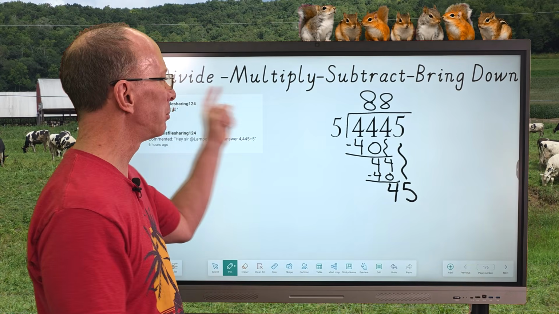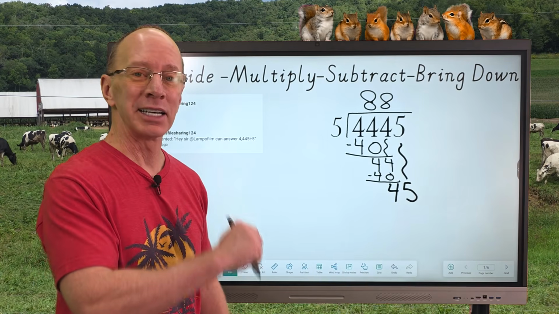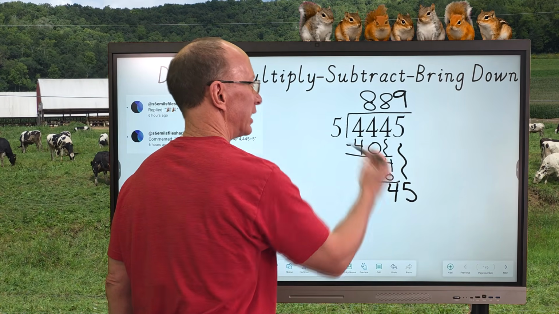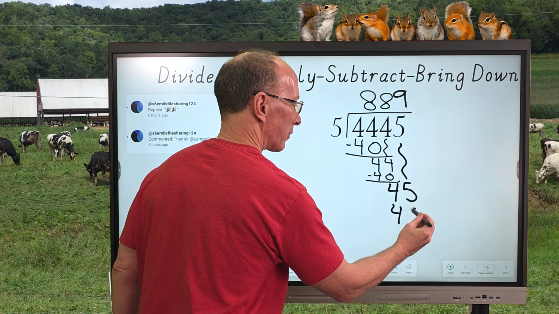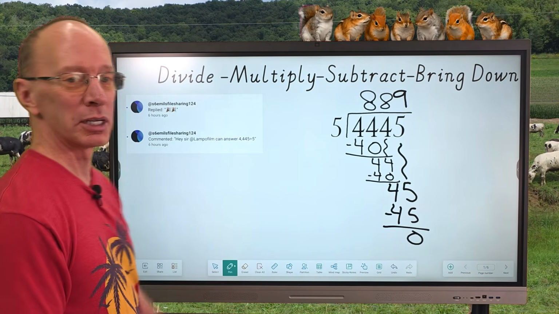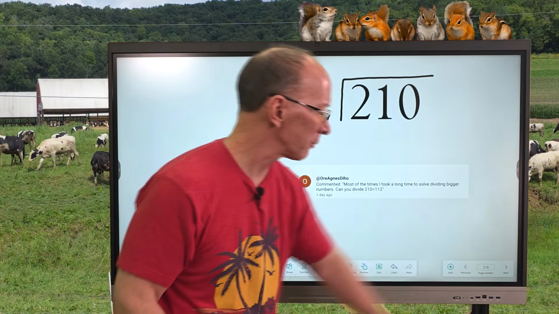How many times can I put 5 into 45? 9 times. You got it. You guys are professionals, math ninjas. 9 times 5 is 45 with a remainder of 0. So thank you very much for that request. We got 2 more to do. So let's go over to the next problem here.